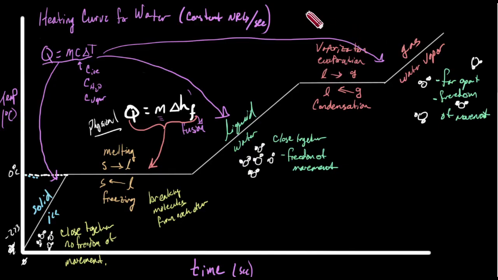And then we have the same thing over here, Q equals mass times delta heat of vaporization, VAP. Okay, and it does the same thing. It has the same effect, where this is for this flat part.